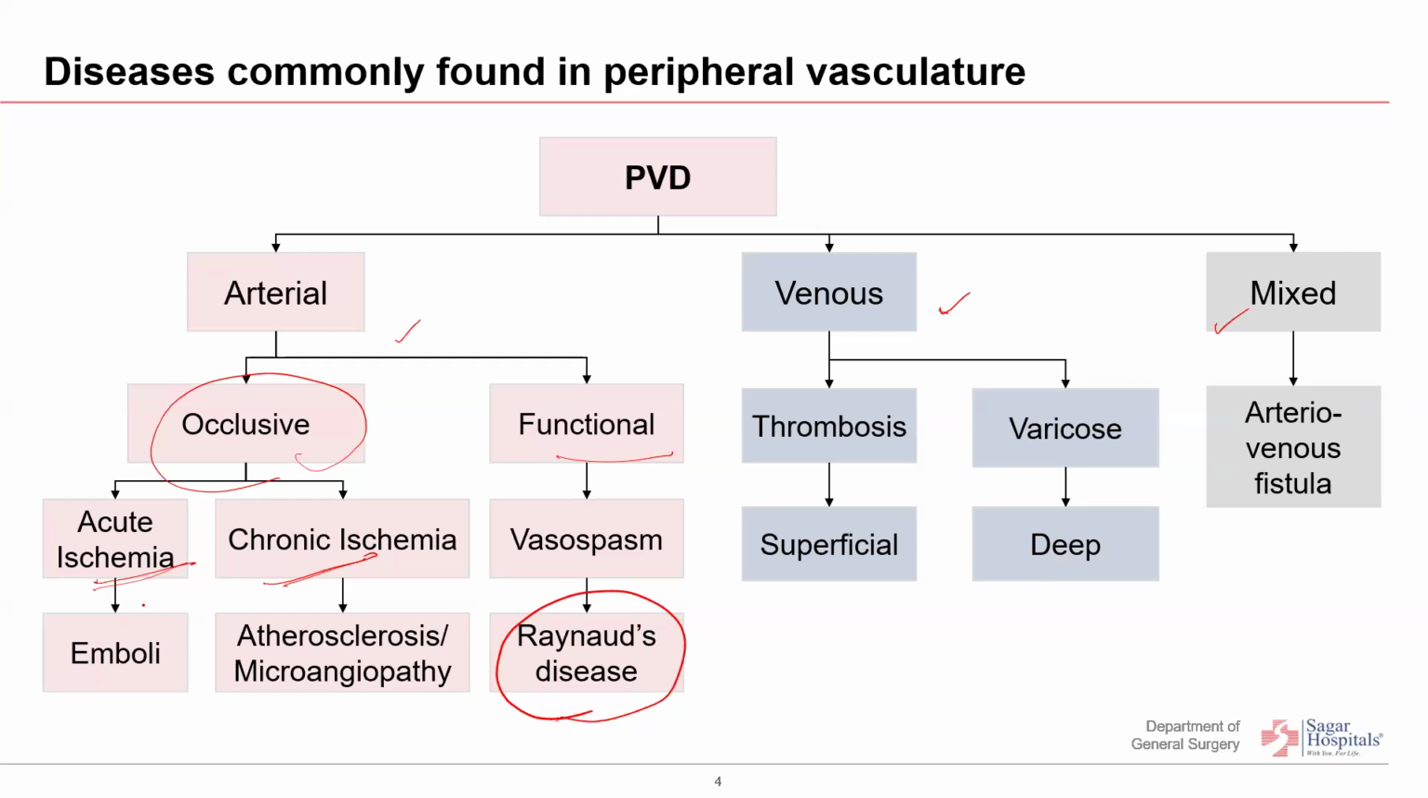Venous disorders, again, we have your thrombosis and varicose veins. Thrombosis is nothing but your deep vein thrombosis as well as superficial vein thrombosis. Varicosities is when there are dilated tortuous veins, and mixed is something like an AV fistula. This is just a broader categorization of the peripheral vascular disease. And today we will be dealing with the arterial disease, specifically the occlusive one, and in occlusive, we're going to deal with the chronic one.